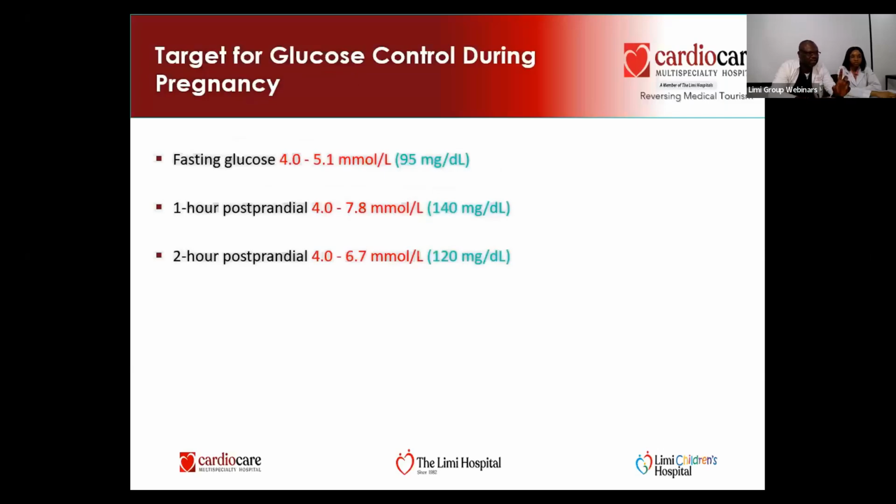So make them understand we can work around these things and make these things happen. So this is the glycemic level we expect in gestational diabetes. Why I put this in red is I understand that this one is different from normal type 2 DM. Very, very different. For the fasting blood glucose is between 4.0 to 5.1. For 1 hour postprandial, 4.0 to 7.8. For 2 hours postprandial, 4.0 to 6.7. Now, this one is actually a very tight glycemic control.